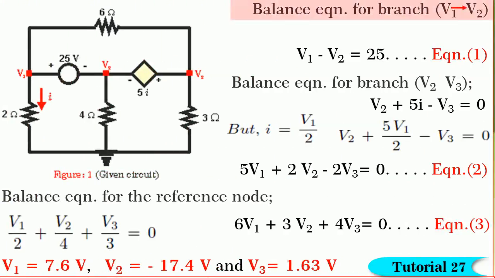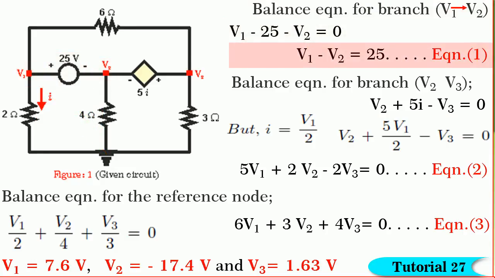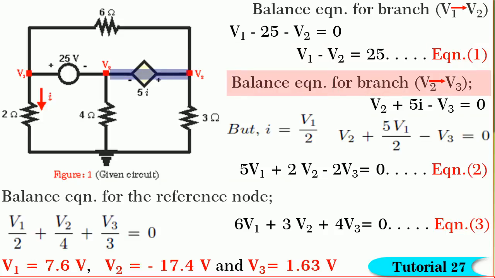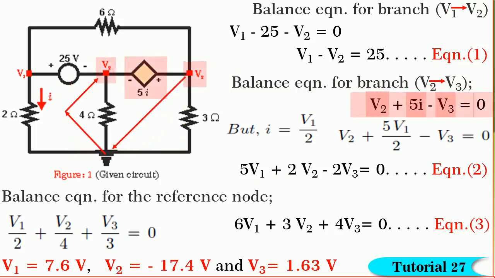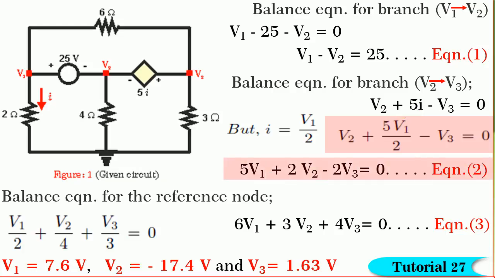So, two balance equations for these two branches in terms of unknown node voltages should necessarily be written. Therefore, by writing the balance equation for branch V1 to V2, we get V1 minus 25 minus V2 is equal to 0. By rearranging it, we get equation 1. Similarly, by writing the balance equation for branch V2 to V3, we get V2 plus 5I minus V3 is equal to 0. But I is equal to V1 by 2. So, by substituting for I and solving, we get 5V1 plus 2V2 minus 2V3 is equal to 0. Let it be equation 2.